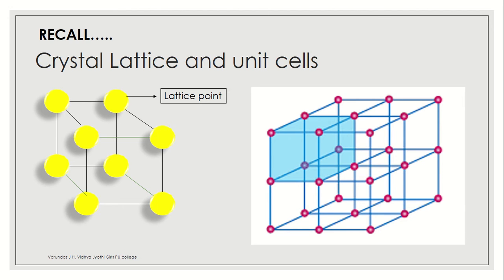Now we know what a crystal lattice is. Let us study some of its characteristics. Each point in a crystal lattice is called a lattice point or lattice site. Each point in a crystal lattice represents one constituent particle, which may be an atom, ion or molecule. Now, if we observe this crystal lattice, we can notice that there is a small group of lattice points that repeats itself again and again to form the entire crystal lattice.